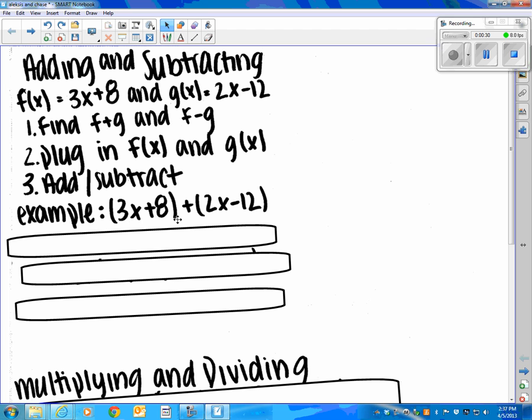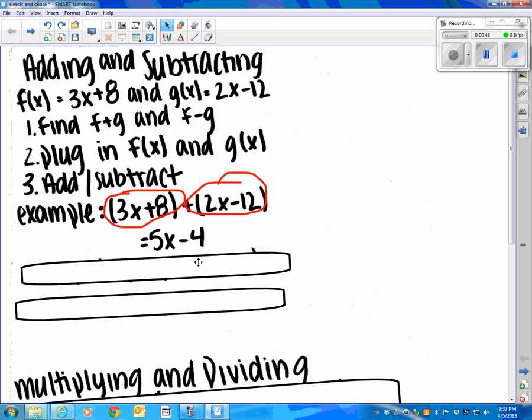So, you plug in f there, you plug in g there. Let's be blunt about it, and you're adding, order really doesn't matter. And you'll get this.